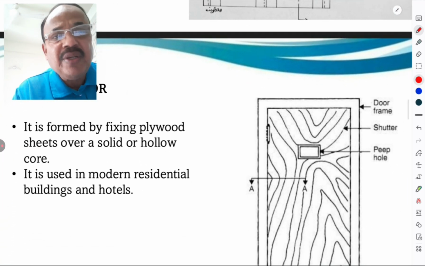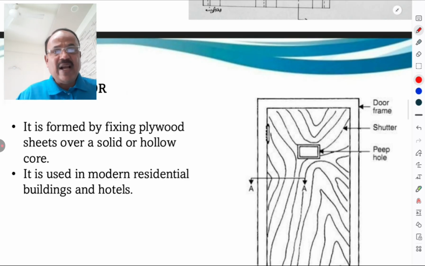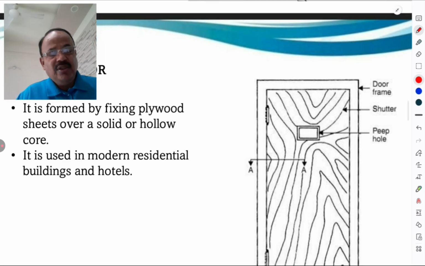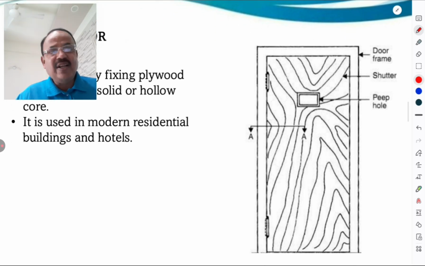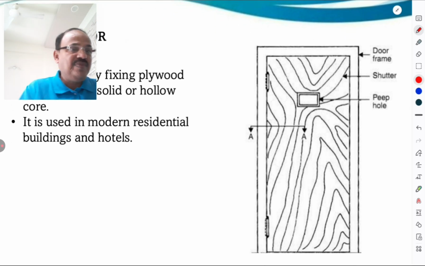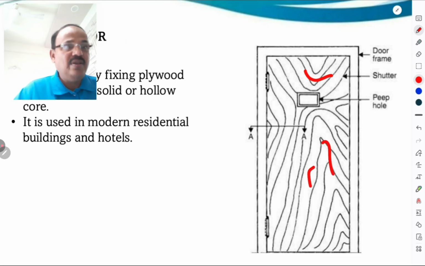Then flush door. It is formed by fixing plywood sheets over a solid or a hollow core. It is used in modern residential buildings and hotels. असं डोअर तुम्ही लिफ्टला सुद्धा बघू शकता. There is a peephole to see the people standing outside the door. This part is called as a shutter, and this is door frame.